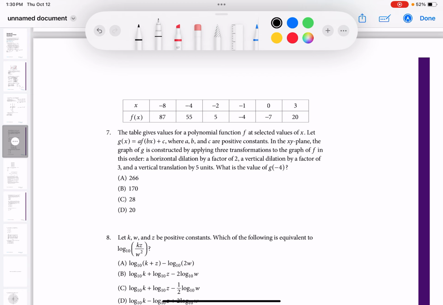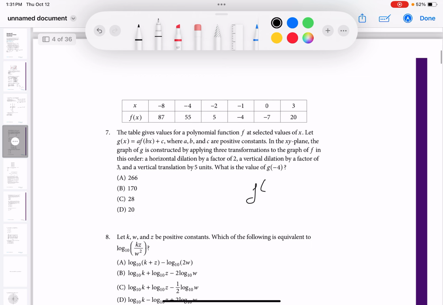And I know it's difficult, but it says that g of x is equal to a times f of b times x plus c, where a, b, and c are positive constants. In the xy plane, the graph of g is constructed by 3 transformations of the graph of f in this order. Now, horizontal dilation, and dilation means it's getting wider. All right, so if it's a horizontal dilation, it's going to be f of, and I want to make sure I understand what they said, horizontal, a factor of 2. So that's going to be 1/2 of an x. All right, so I got that part covered.